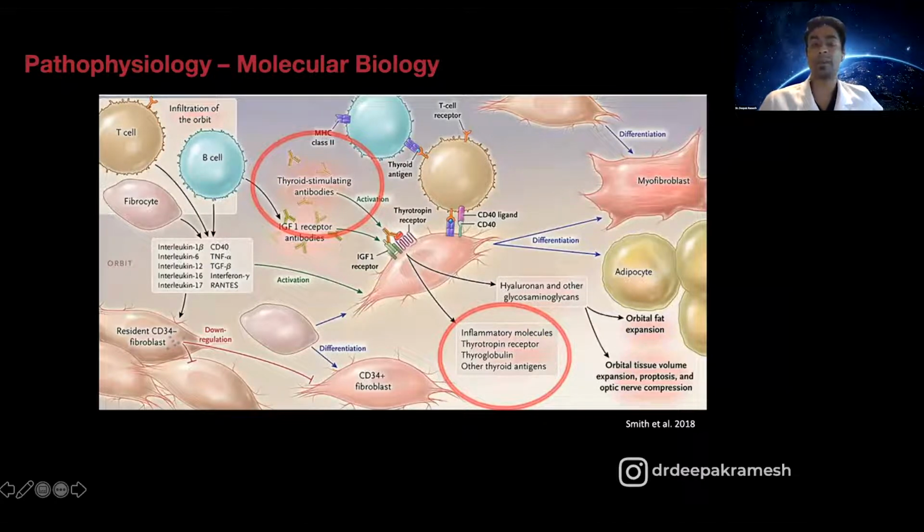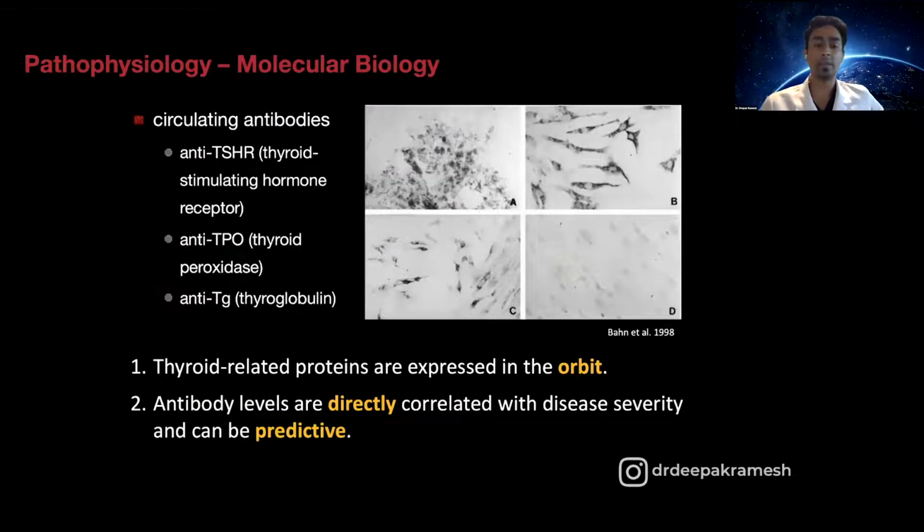And we know that not all patients who have thyroid eye disease have Graves'. Some patients have Hashimoto's, which is another thyroid autoimmune disease where they have thyroid blocking antibodies, which still can stimulate this hormone and lead to very similar downstream effects. So these are some examples of these circulating antibodies. And we know that these thyroid-related proteins are expressed in the orbit. These are stains of orbital fibroblasts, and the different stains show that you do have thyroid-related antibody staining in the orbital fibroblast. And the higher the antibody level is, we have evidence that shows that the more likely that patients can have a more severe disease course.